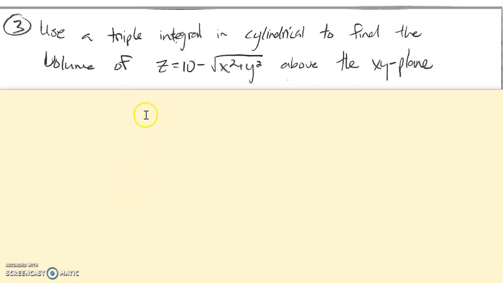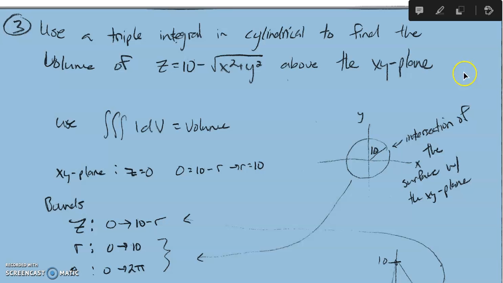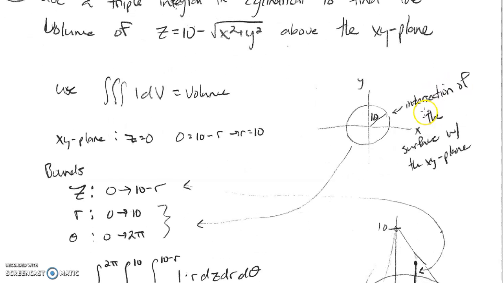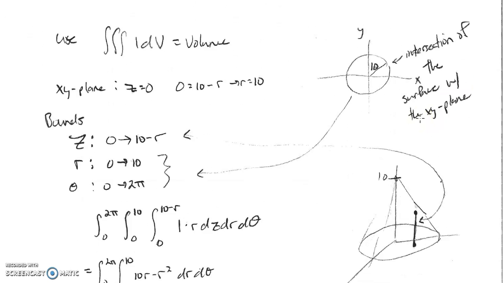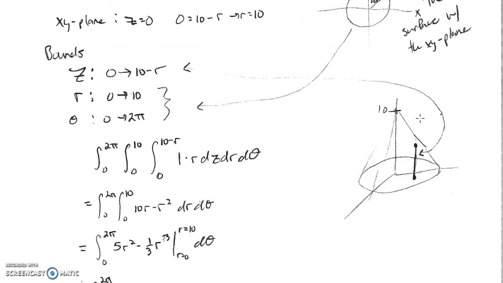Okay, before I show you the answer, I'm going to tell you I got 1,000 pi/3. So let's see how I did that. I'll scroll through real quick, and then I'll go through and talk about it all.